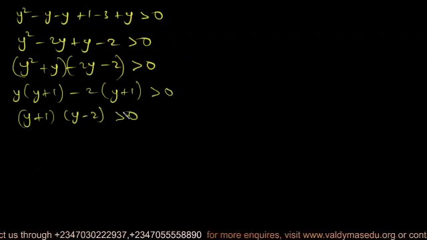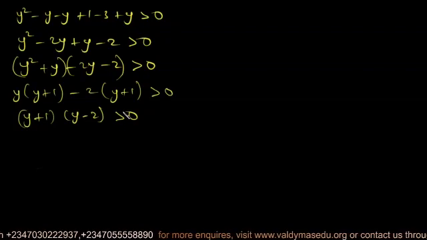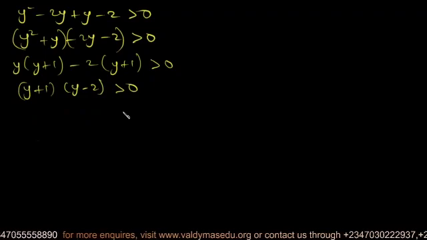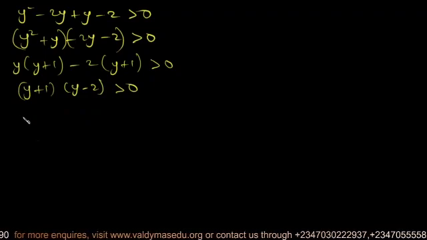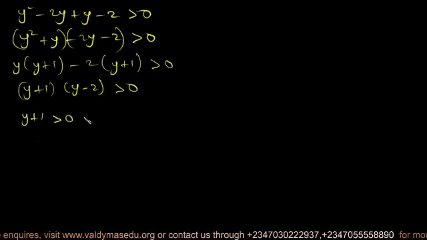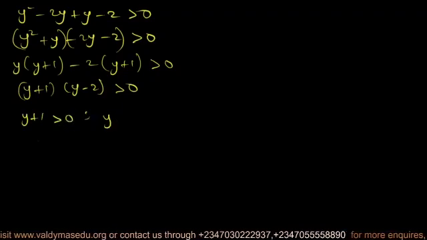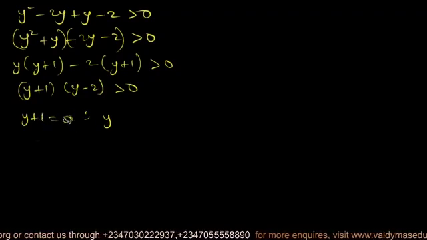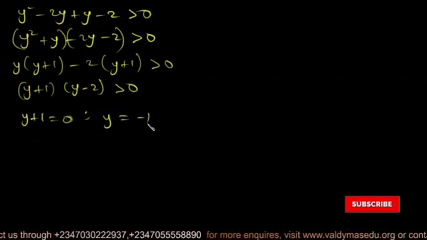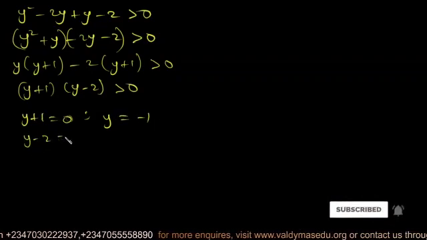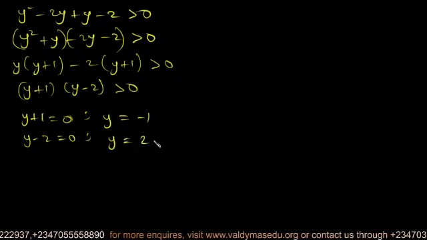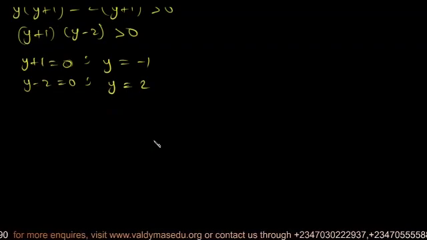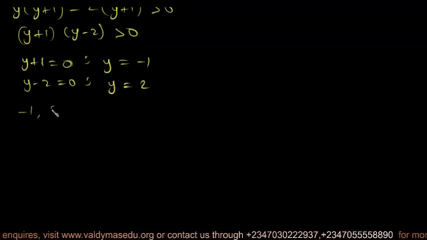So if you look at this question, it's now looking like our normal inequality. So we solve the normal way. The first thing you do is you equate each of these factors to 0. That is, we have y plus 1 equals 0, so we have y equals minus 1. Also, we have y minus 2 equals 0, so we have y equals 2. The next step is to arrange from the smallest to the biggest. So we have minus 1, 2.